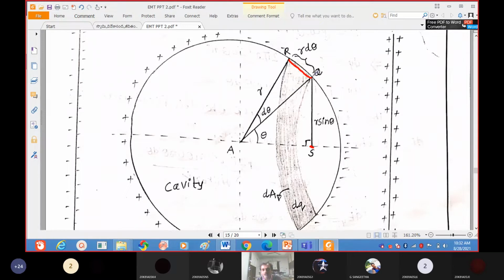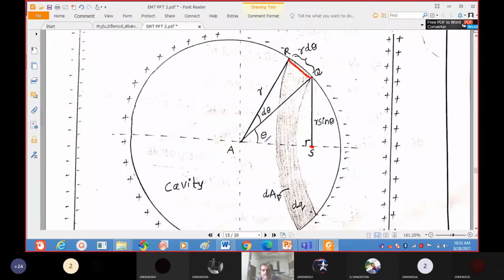What is the radius of the ring here? The radius of the ring is QS. So how do we calculate QS? We know that AQ is R, and this is a right angle triangle. This side is R, and here the angle is theta.